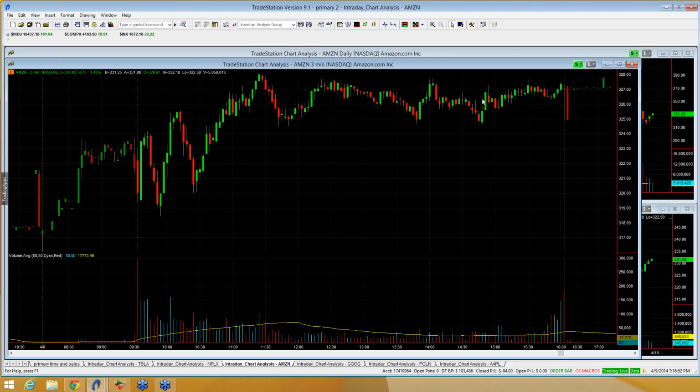It was very, very sideways. So flatter price action or less volatility the first 30 to 45 minutes of the day from Amazon on Tuesday showed that it wasn't going to be as volatile overall as it was on Monday.